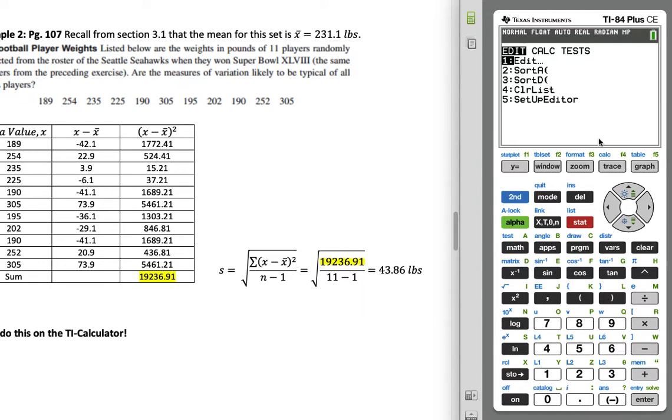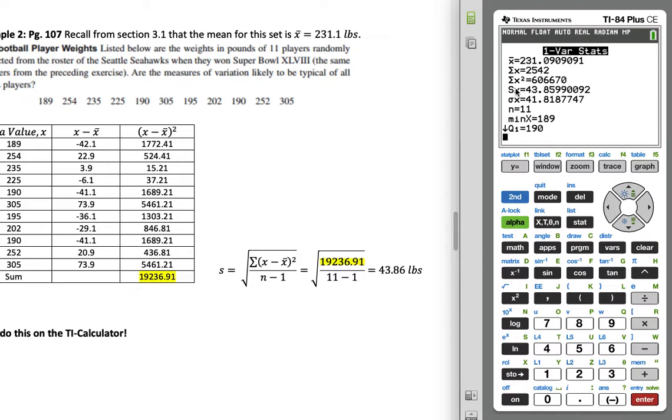This time I'm going to choose the second tab called Calc, and we're going to do a one variable stats. So one variable stats is going to ask you the list where you saved your data. So because I saved it into L2, I'm going to press second and the number 2 to give me the L2 list. And then when we press calculate, you'll see that above here it gives you the sample mean. So that's where the 231.1 pounds came from.